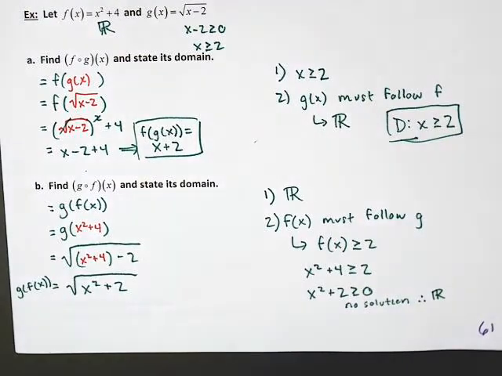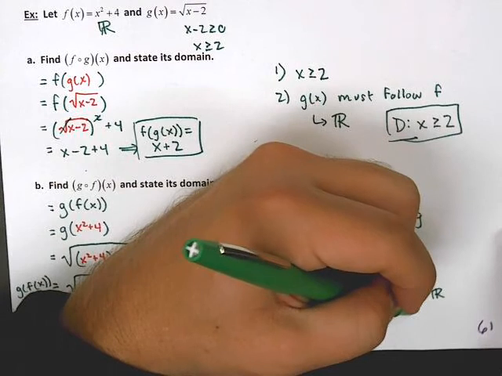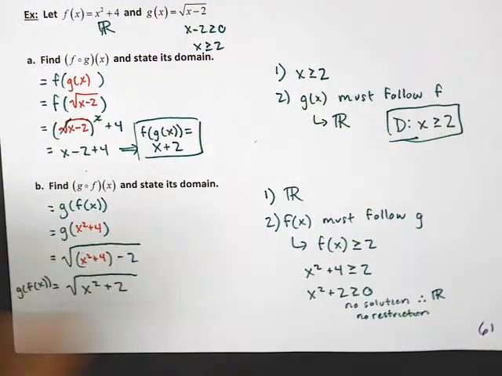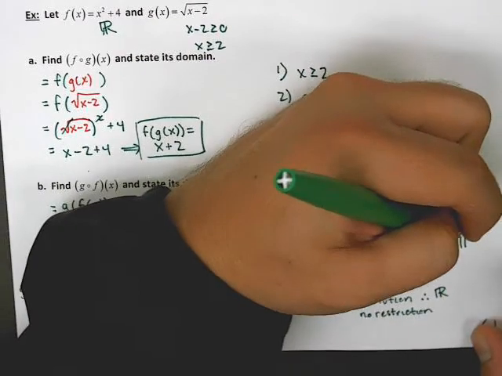All real numbers then, right? If there's no solution, then there's no restriction, which means all real numbers. So when we put these two together, well, we have all reals. This one's nice and easy. All reals.